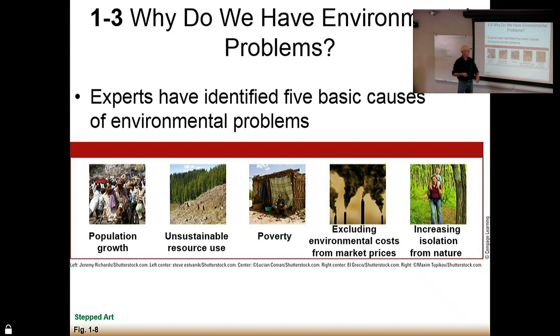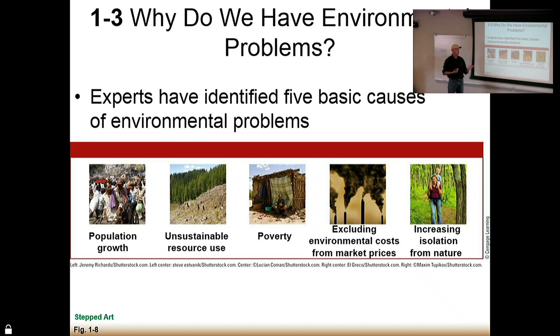Unsustainable resource use. There's another clear-cut forest. Poverty. People in poverty don't get to make decisions very easily about being more sustainable. They live in what are called food deserts. We, for many years, had one of these in Atlanta. There was no supermarket there with good, cheap food, and they had to go to the local convenience store to buy their food. So people living in poverty, and there are plenty of people in the United States living in poverty, that's a basic cause of environmental problems.